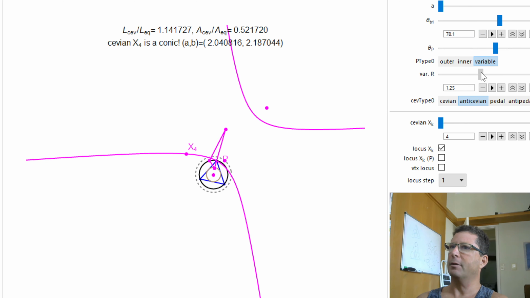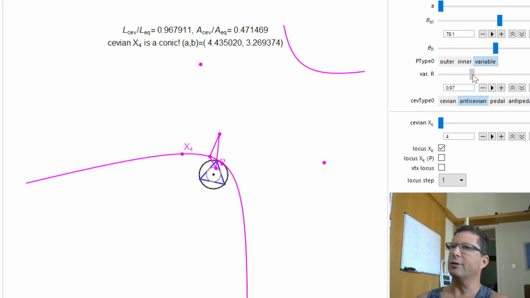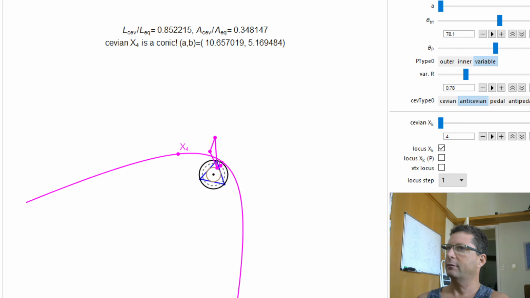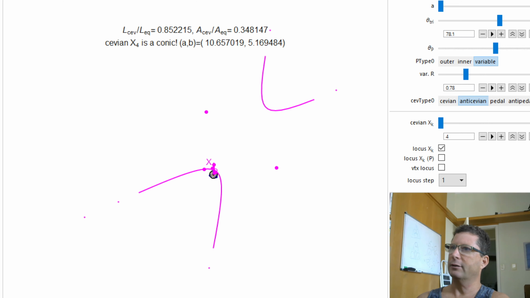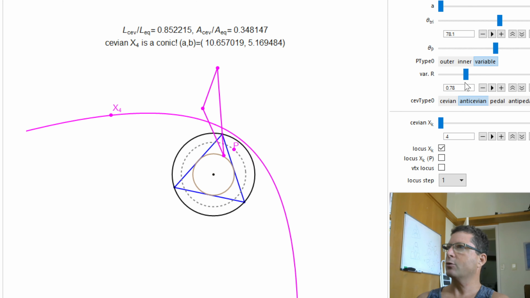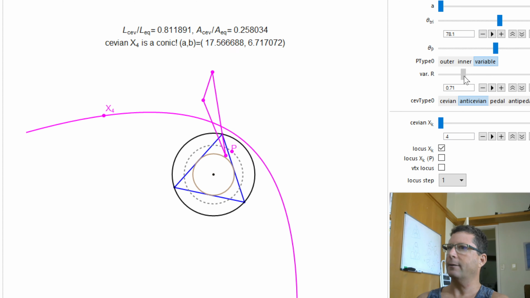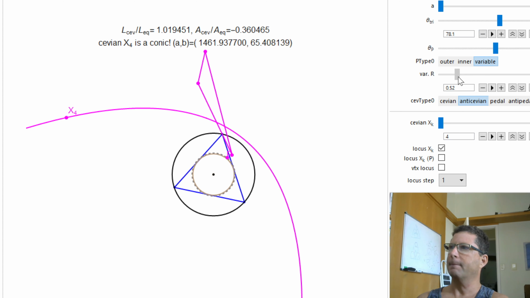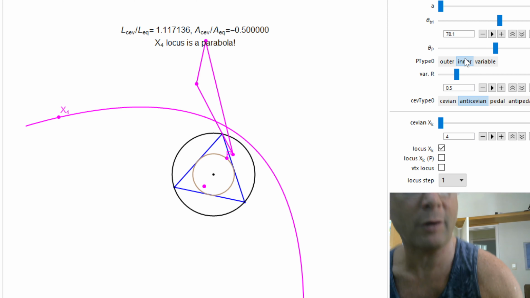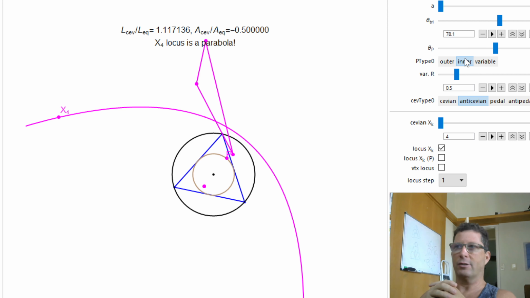I have a family of hyperbolas. And then when P enters the incircle, I continue to have a family of hyperbolas, becoming more and more distal. And then what happens when I go inside? When I go inside, and I'm on the inner circle here, the locus now of X4 on the incircle, when P is on the incircle, is a parabola.